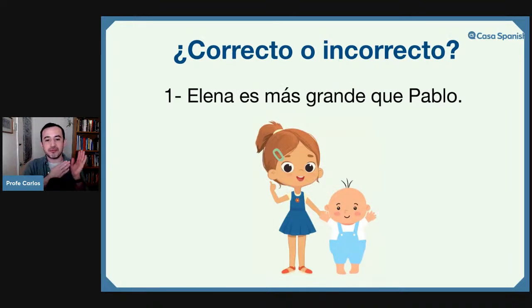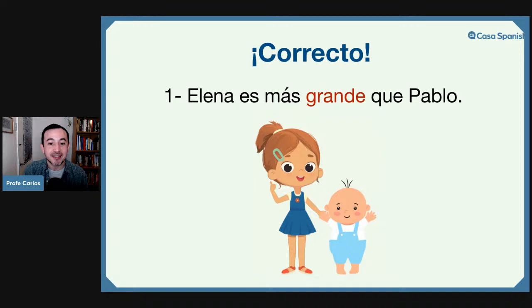So, first one, very straightforward. ¿Correcto o incorrecto? Elena es más grande que Pablo. So, guys, what do you think? ¿Correcto o incorrecto? What do we have? ¿Correcto o incorrecto? En este caso, la respuesta, the answer would be correcto.